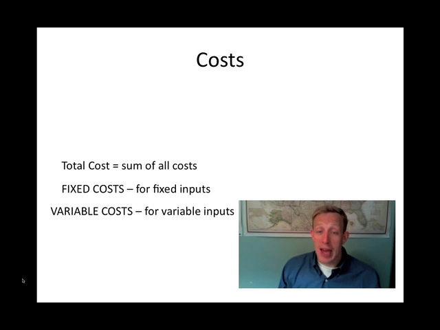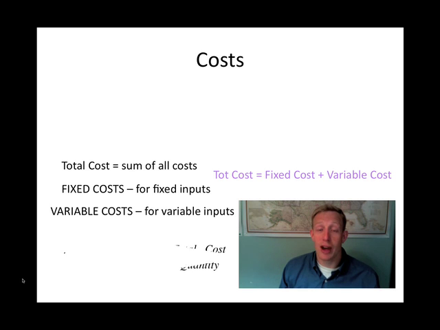We can also find the averages of these costs. Average total cost would be the total cost divided by the amount of output, or TC for total cost divided by Q. We use that average total cost to identify in a graph how much profit a firm is making, and we'll take a look at that at some point.